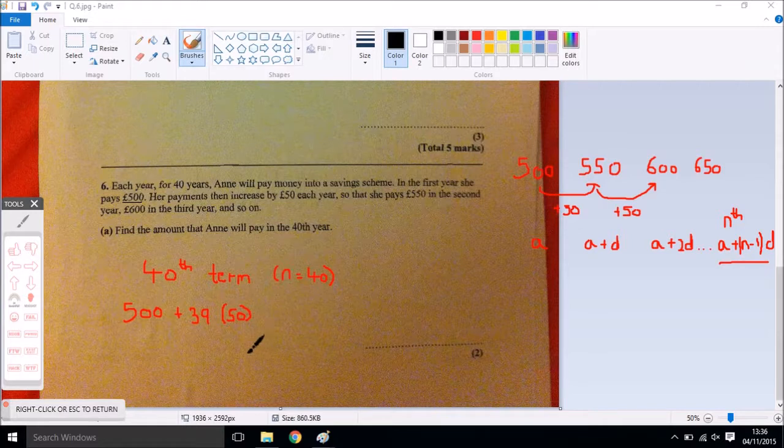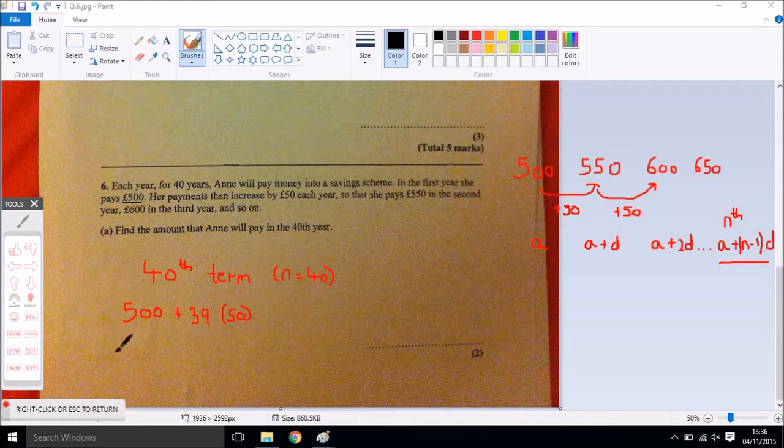That's what it is. So yeah, the 40th term, remember, it's always one less than the term you're looking for. So it's the first term add 39, as we're looking for the 40th term. One less than that is 39 lots of the common difference, which is 50.